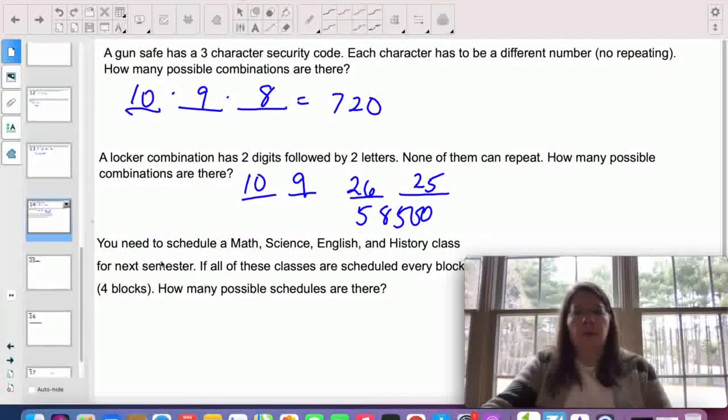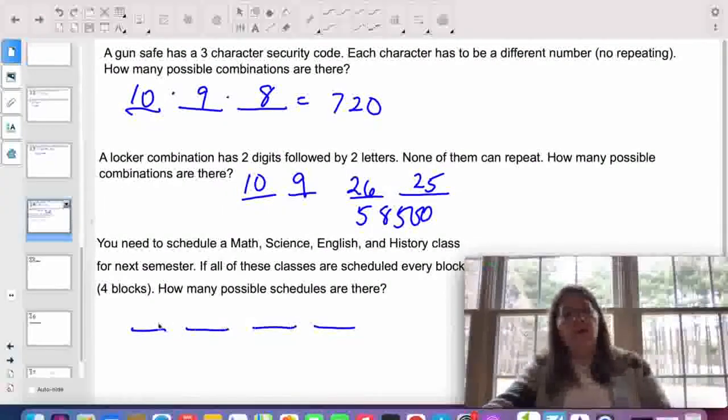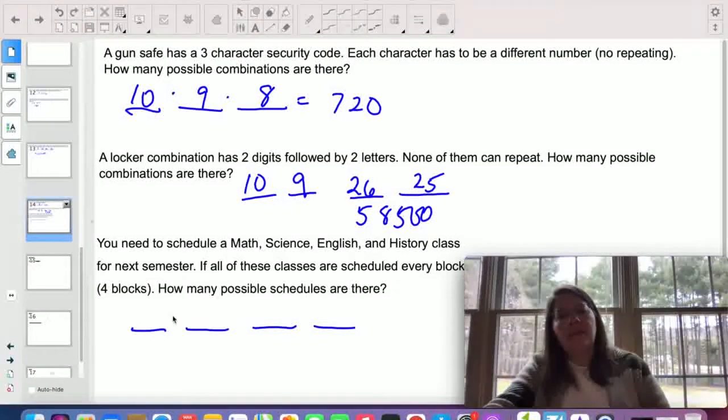In the next one, you need to schedule a math, science, English, and history class for next semester. If all of these classes are scheduled every block for 4 blocks, how many possible schedules are there? Okay, let's think about that. We know we have to choose these 4 classes: math, science, history, and English. We have 4 blocks, which means we have 4 blanks.